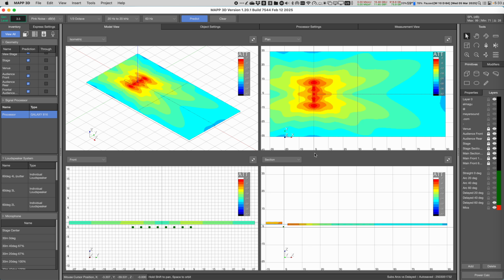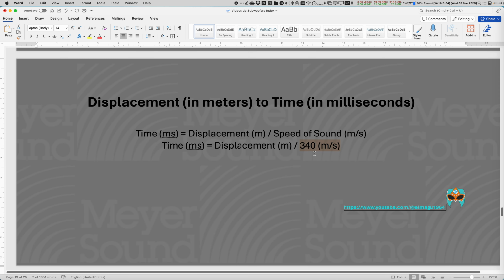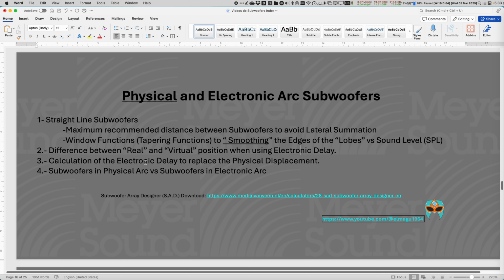Well, this is the intention of this presentation, that if I come back here, we are seeing the difference between doing physical arc shapes versus electronic delays to simulate the arc shape. They are not exactly identical in the back, but they are identical in the front.